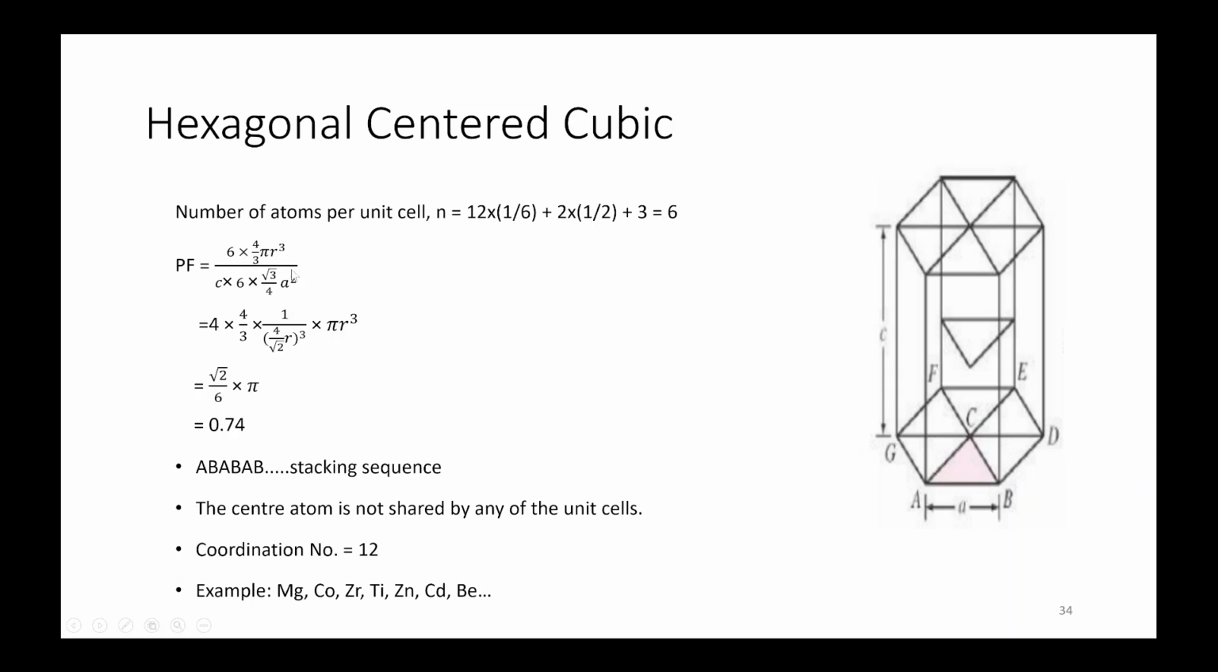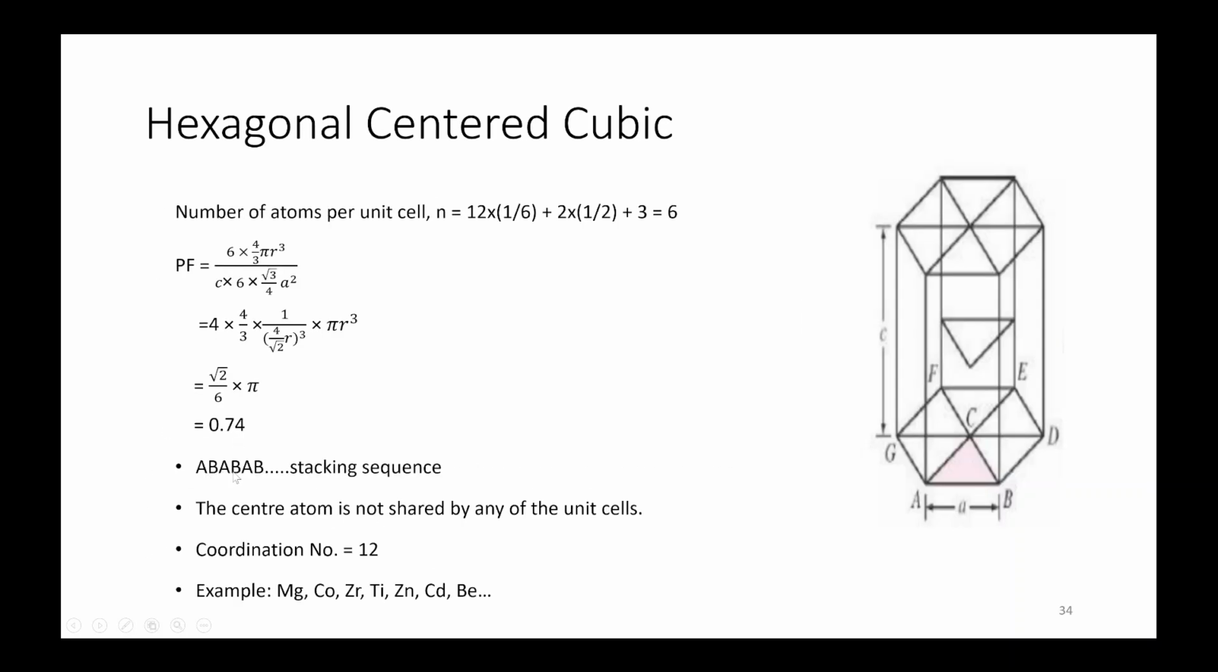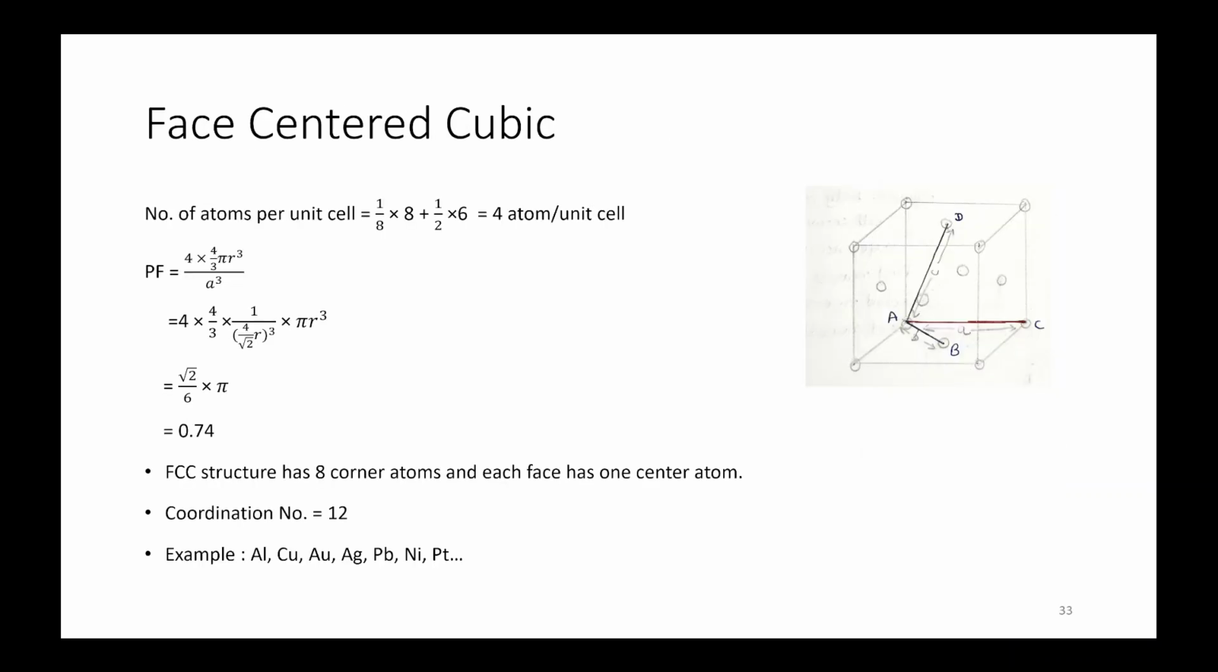So packing fraction similarly we can calculate, and it will be similar to FCC, so 0.74. And stacking sequence will be AB. And the center atom is not shared by any other unit cells, and coordination number will be 12. Examples are magnesium, cobalt, zirconium, titanium, zinc, cadmium, beryllium, etc. These are the most common crystal structures, HCP and FCC.